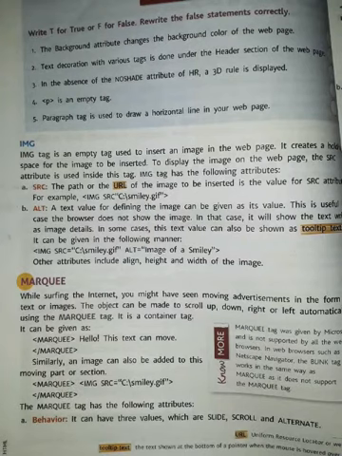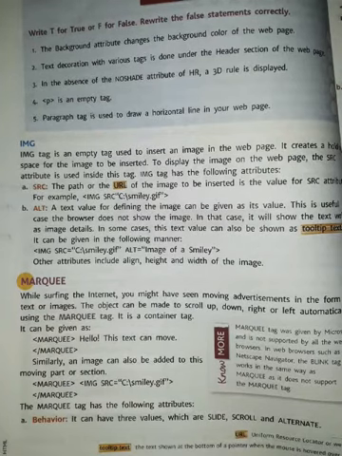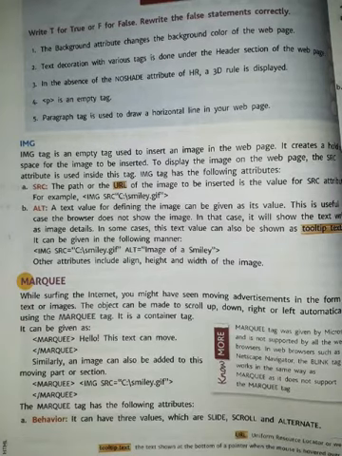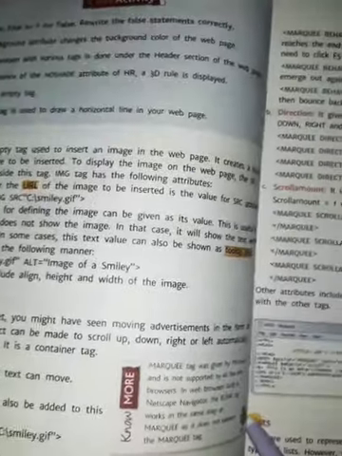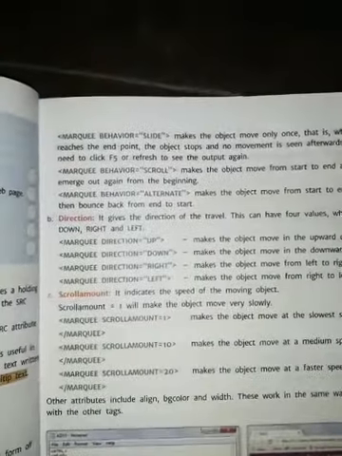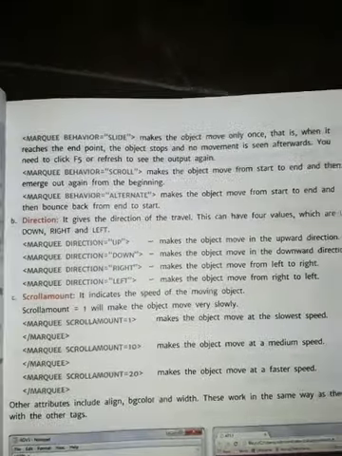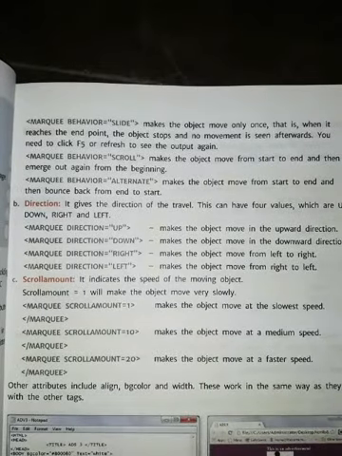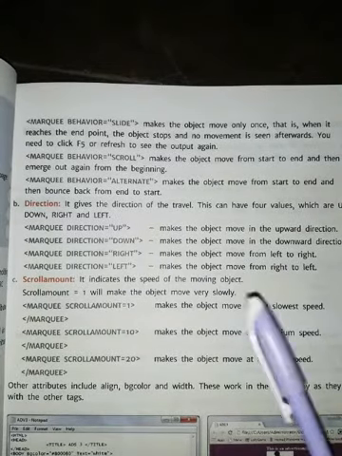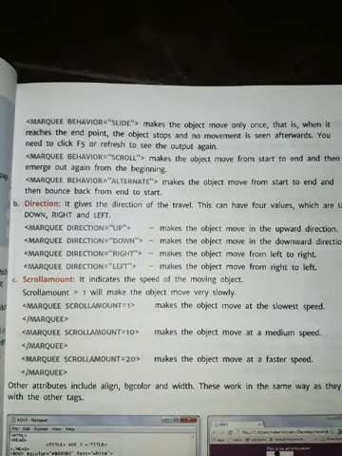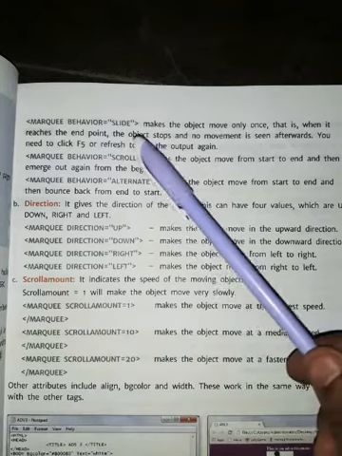Then we can also handle the behavior of the marquee tag, by giving the values slide, scroll, and alternate. So we can move our text up and down, or left and right, and we can change the moving behavior of the text.